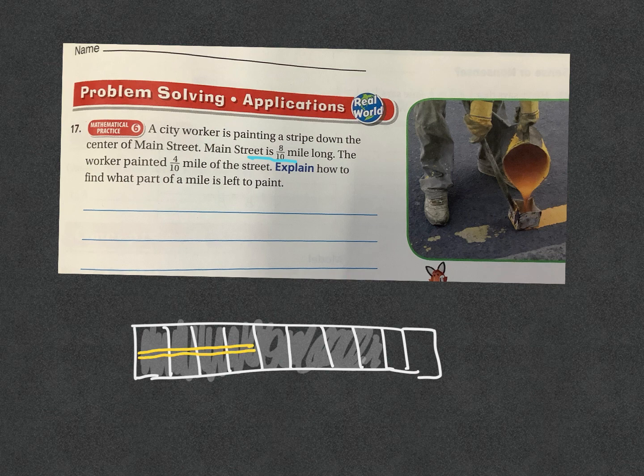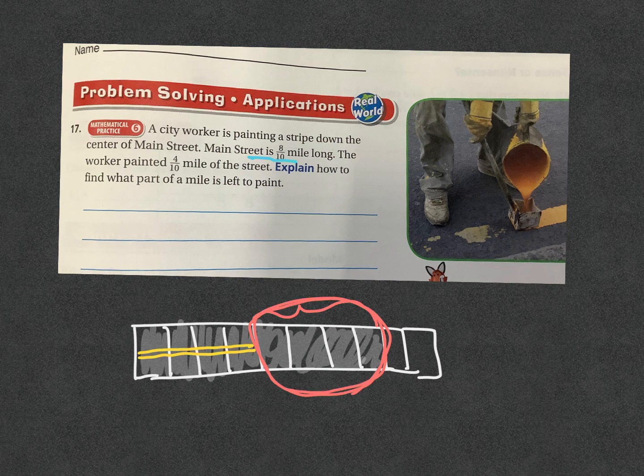Notice I drew the picture when I'm not sure what I need to do. I draw a picture. I always do. 4/10 of a mile street. Explain how to find what part of a mile is left to paint. Well, I'm looking at this and I see this much is what's left to paint because that's as long as the street is. I'm going to just circle that whole amount there instead of a bracket. That's how much is left.